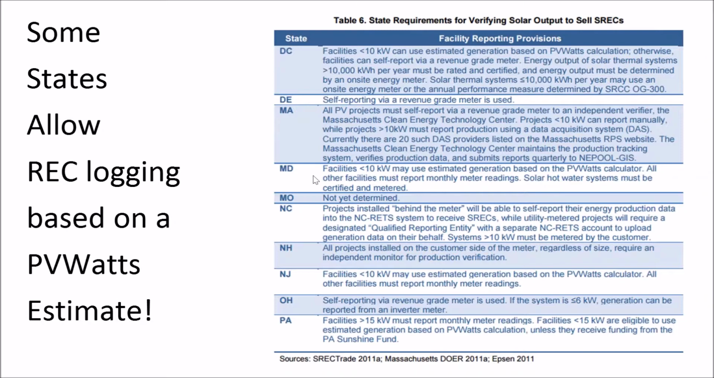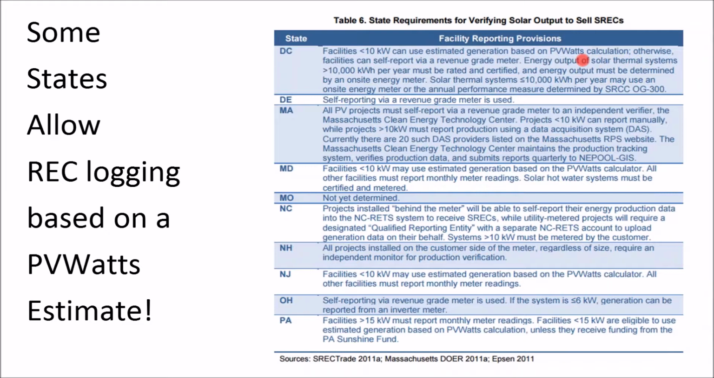But if you want to sell your RECs independently to a third party on a state exchange, and you look at the reporting requirements for the state exchange, you discover shocking and perhaps concerning things. Let's just go down the list real quick. We've got Washington, D.C., where, to sell your renewable energy credits on DC's REC exchange, if your solar array is under 10 kilowatts, you can log your generation based on a PV Watts calculation.